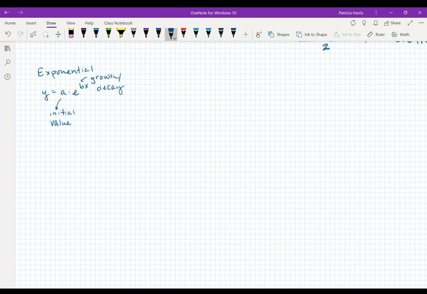If that number b is positive, then you have growth. If b is negative, then you have decay.